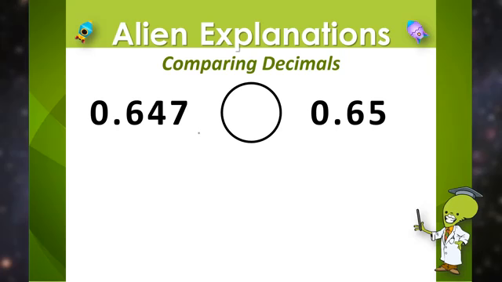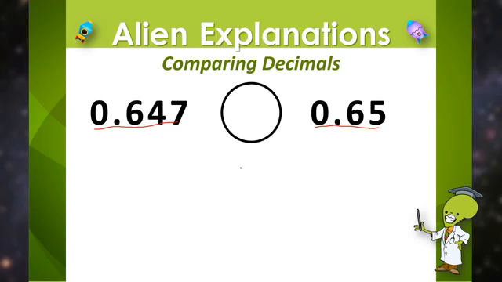Let's go over comparing decimals. So in this example we are comparing 647 thousandths and 65 hundredths. Now if we look at the two numbers we can see that 647 thousandths has more digits than 65 hundredths. But just because it has more digits doesn't mean that it has the largest value.